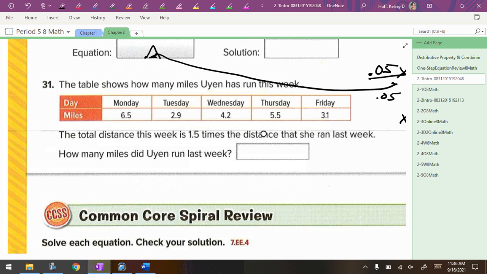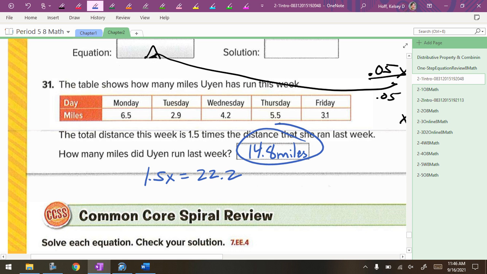31. Your equation, 1.5x equals 22.2. Divide both sides by 1.5. X ends up being 14.8 miles.